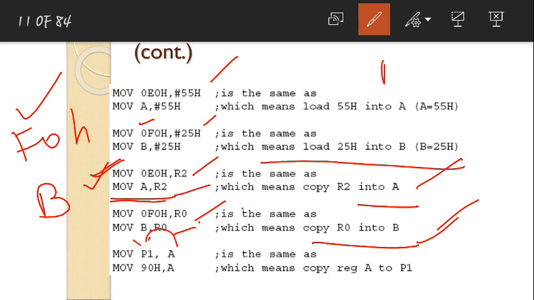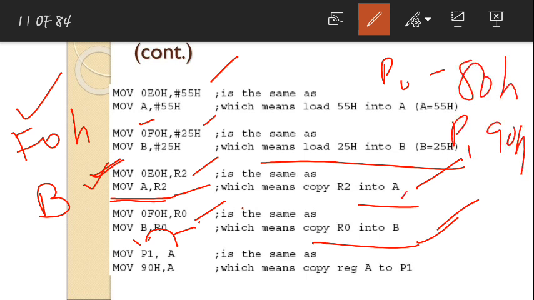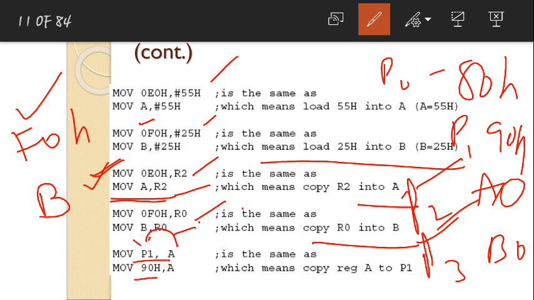I already said P0 is at 80H location, P1 is at 90H location, P2 is at A0H location, P3 is at B0H location. Is that fine? So now this is P1. Instead of P1 I can use 90H. So whatever is there in the A register will be copied into port 1.